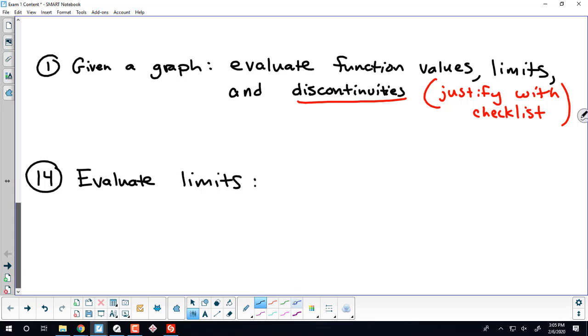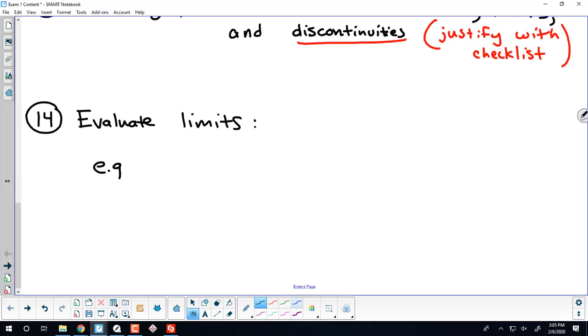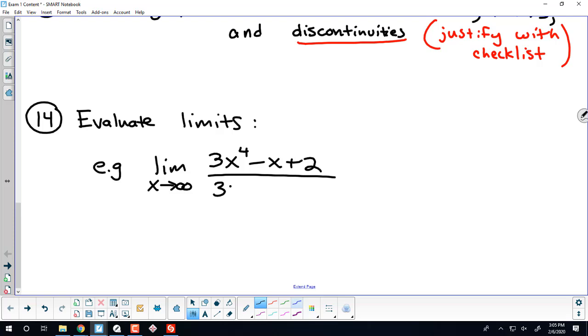Those are, for example, what's the limit as x approaches infinity of 3x to the 4th minus x plus 2 over 3x cubed minus x plus 3. Something like that. I can't really be too specific with these because chapter 1 or chapter 2 was just really about limits, so you should be familiar with those.